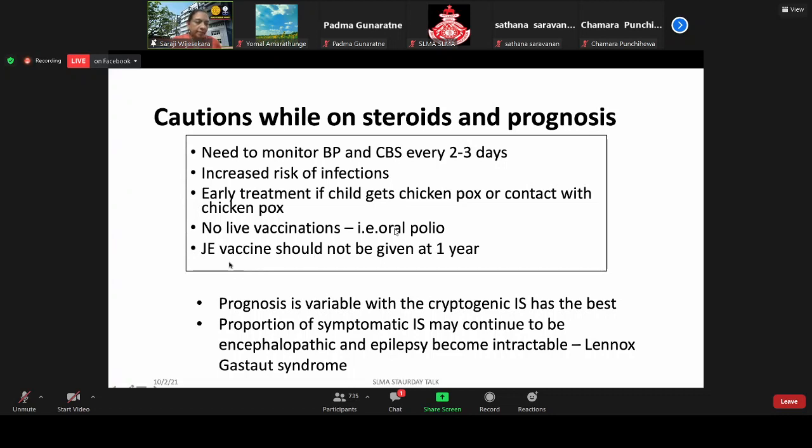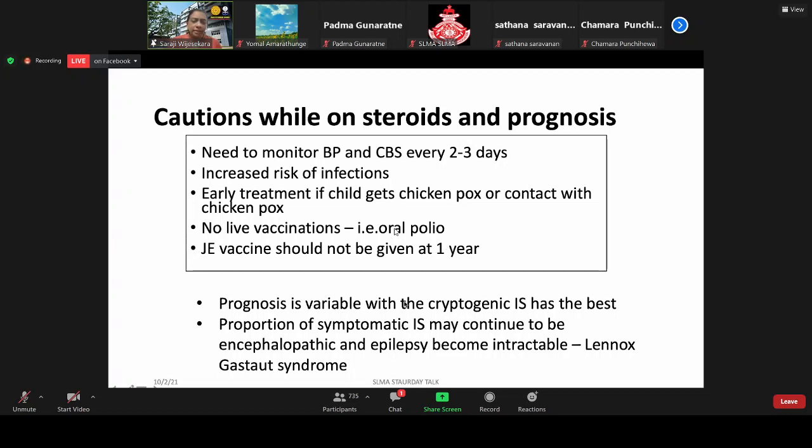And the JE vaccine, the Japanese encephalitis vaccine, should not be given at 1 year because this is an evolving neurological problem, and JE vaccine is a neurotropic vaccine. Therefore, we try to delay it as much as possible if the child is still having seizures.